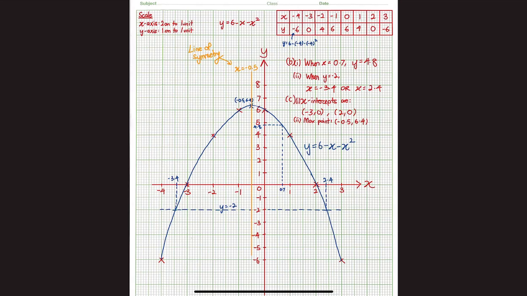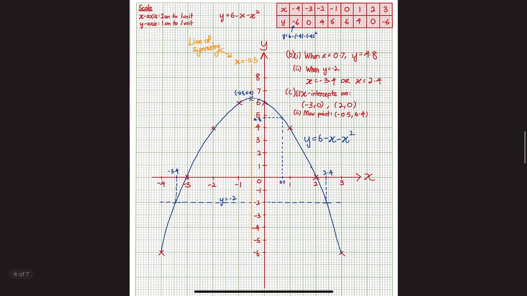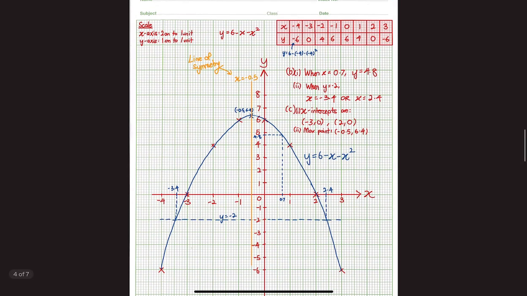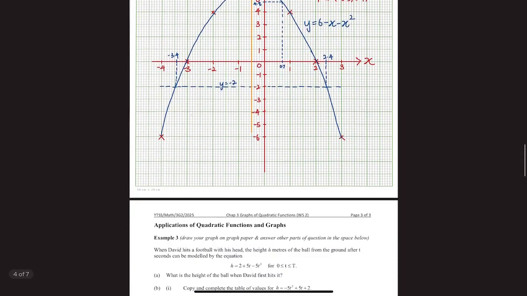Okay, I hope you are clear on how we obtain this now. The equation of the line of symmetry is simply x equals negative 0.5, obtained from the maximum point of the graph. And this is for example 2. If you're okay, let's move on to the last example of this worksheet, example 3.